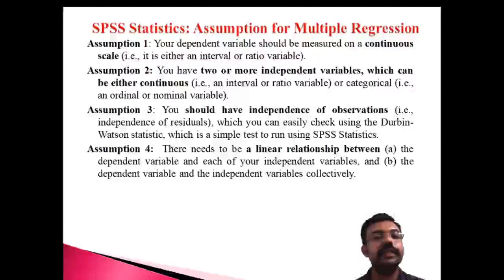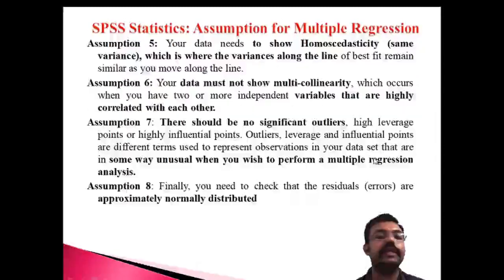So once again, there is a continuous scale. The data is on a continuous scale, and 2 or more independent variables. You should have the independence of the observation. And the fourth one, there is a linear relationship between the variables. Linear relationships must exist. Another one is homoscedasticity, the same variance, which is important. Then another one is that it should not show multicollinearity, but the variables are highly correlated. Another one is that there should be no significant outlier. Everything cannot happen in one way. The last one is that the data is approximately normally distributed. Normality is given a lot of importance. Okay, these are the assumptions regarding multiple regression.